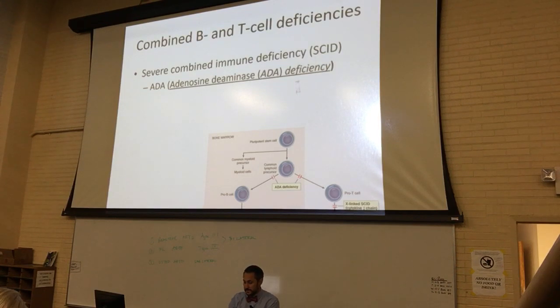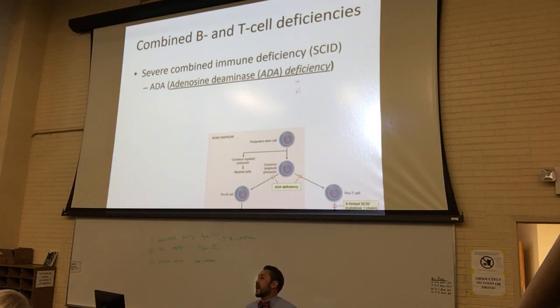Okay, question in the back. Is it possible for someone to be infected with HIV if they have T cell deficiency? Yeah, that's a great question. The question is kind of leading to the next section that we're about to talk about: can someone be infected with HIV if they have this particular disorder, ADA deficiency?